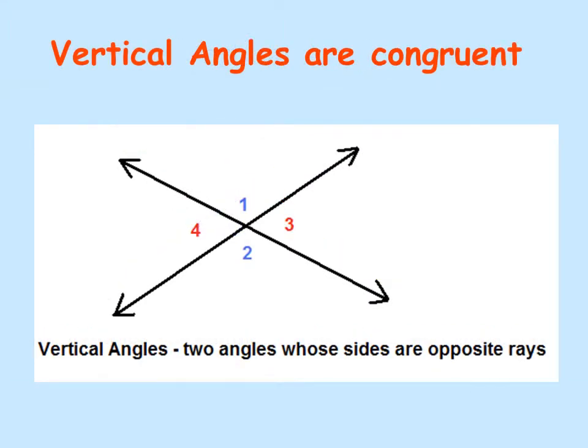1 and 2 are vertical angles, and 3 and 4 are vertical angles. And vertical angles are always going to be congruent. So the measurement of angle 1 is going to equal the measurement of angle 2, and the measurement of angle 3 is going to equal the measurement of angle 4.